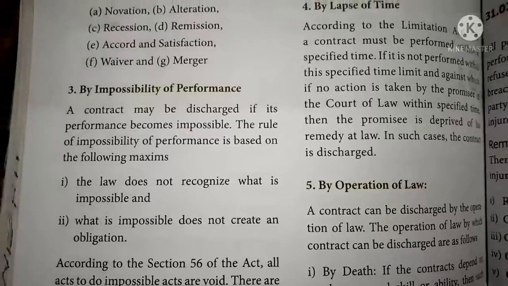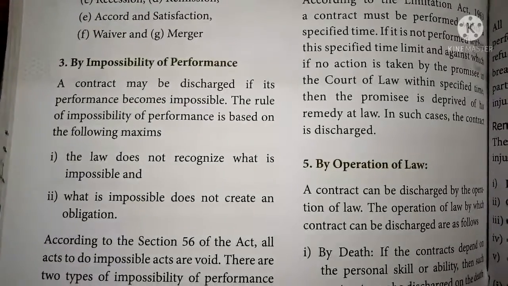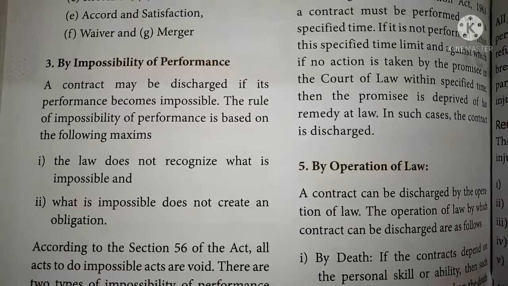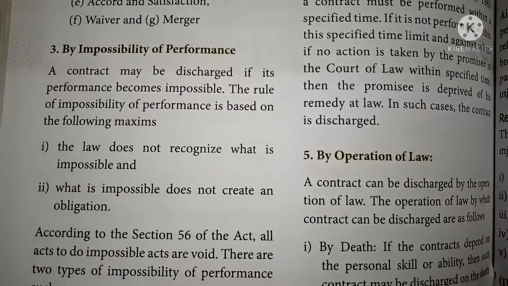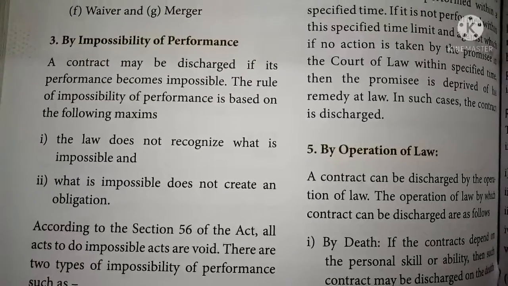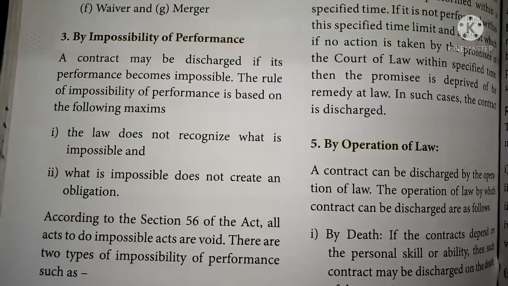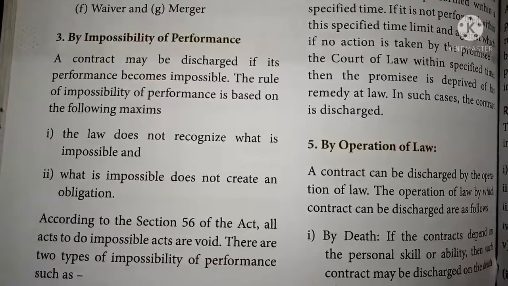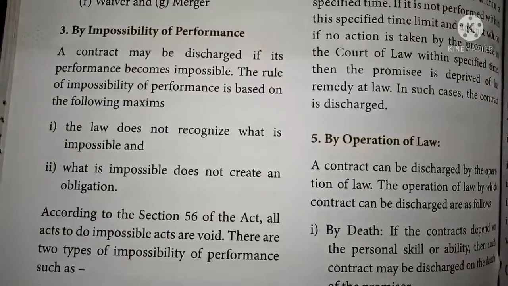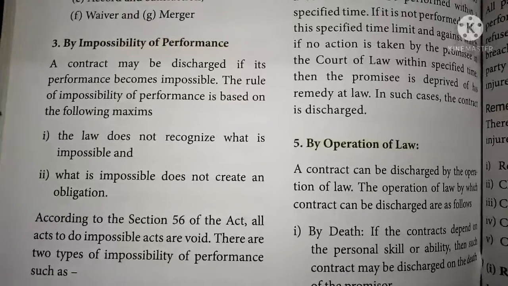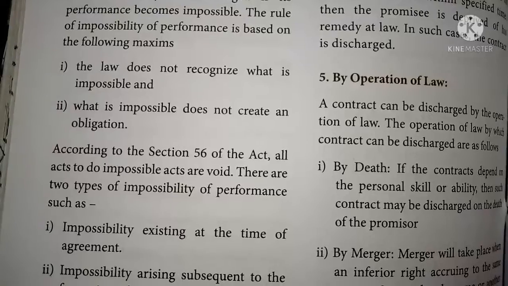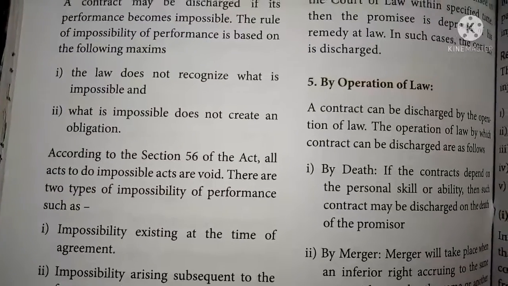By impossibility of performance. A contract may be discharged if its performance becomes impossible. So if the performance is impossible, then the contract will be discharged. The rule of impossibility of performance is based on the following: the law does not recognize what is impossible, and what is impossible does not create an obligation. So according to Section 56 of the Act, all agreements to do impossible acts are void.